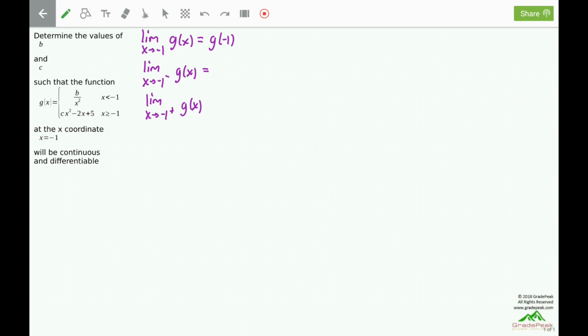Let's start with the left side limit of -1, and that means we are less than -1, and we will use this for our expression of g of x. So we have limit as x approaches -1 from the left side of b over x squared. We can now plug in -1 in for each of the x's, and that'll give us b over -1 squared, which is b over +1, which is just b.